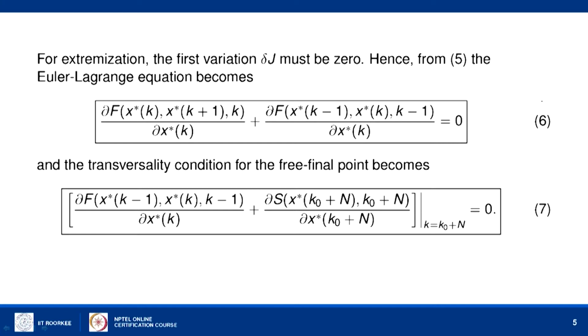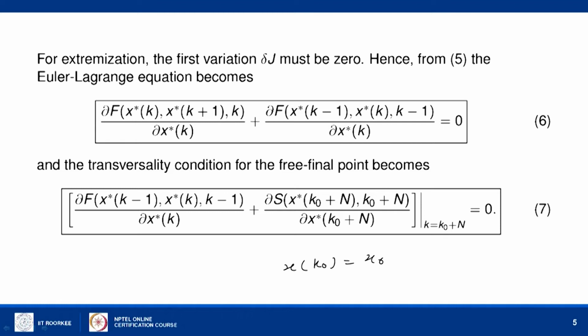So, we have to solve 6 and 7 together along with the initial condition x of k0 equal to x0. So, we will get the solution of this thing, optimal control, provided it exists, because these conditions are only necessary conditions, and if the optimal control exists for this problem, it can be solved through these equations.